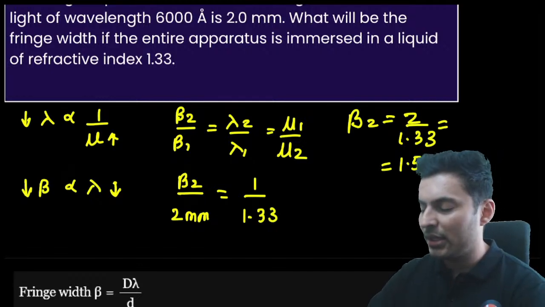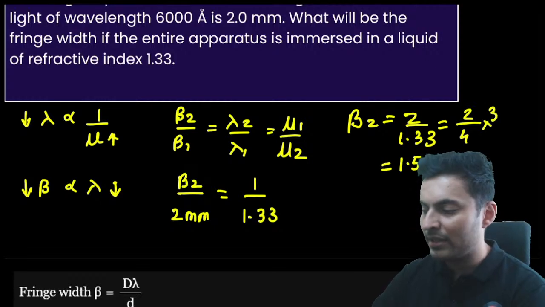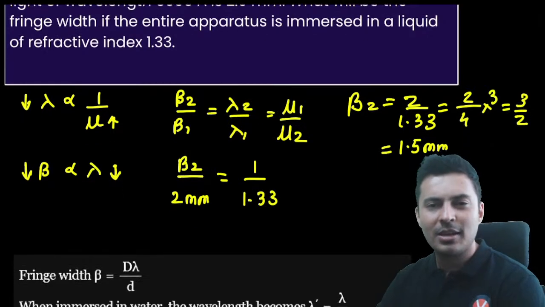If you want, you can do this. 1.33 is nothing but 4 by 3. So this will become 3 by 2. 3 by 2 is 1.5.